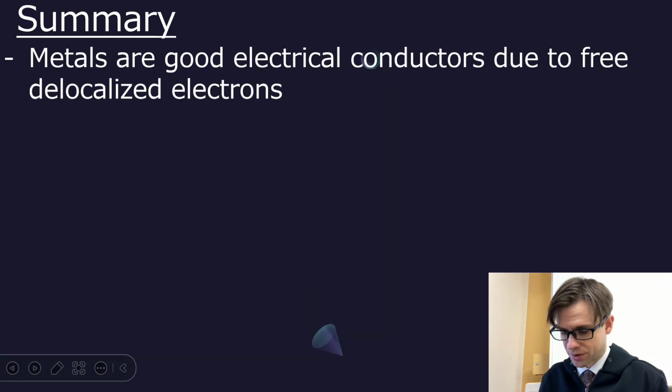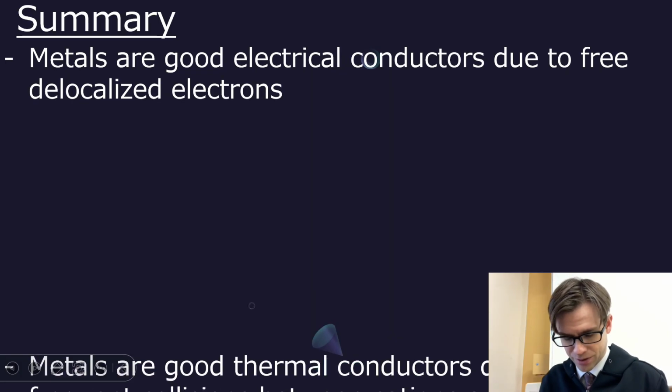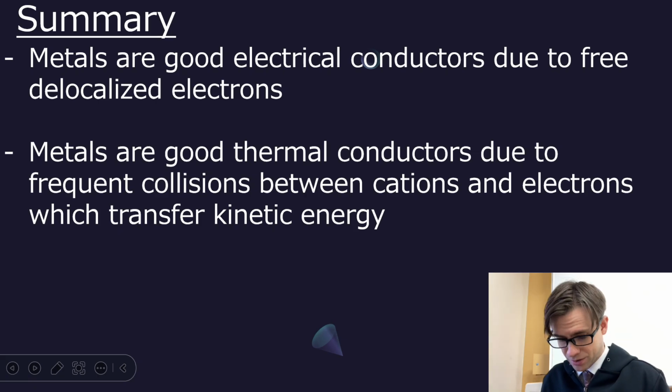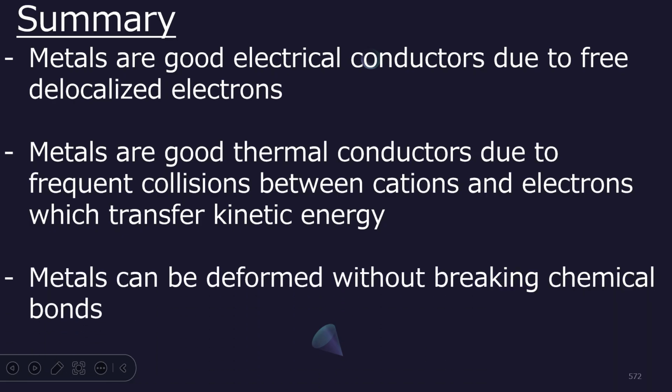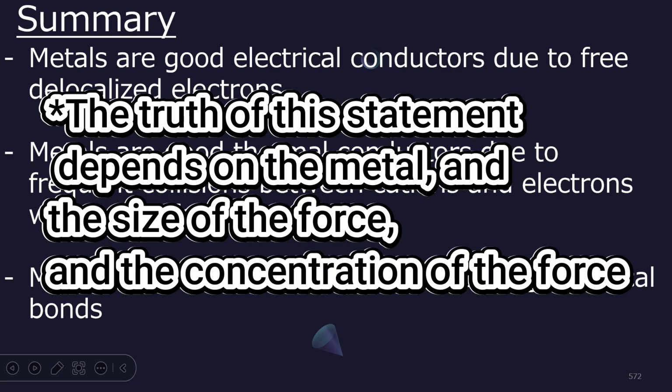Metals are good electrical conductors due to free delocalized electrons. This is a summary. Metals are good thermal conductors due to frequent collisions between cations and electrons, which transfer kinetic energy all throughout the metal. Metals can be deformed without breaking chemical bonds. That's an important point. We are overcoming some electrostatic forces to rearrange, but overall the bonds are kept intact, and there's no real structural failure or huge cracks or deformities that happen.